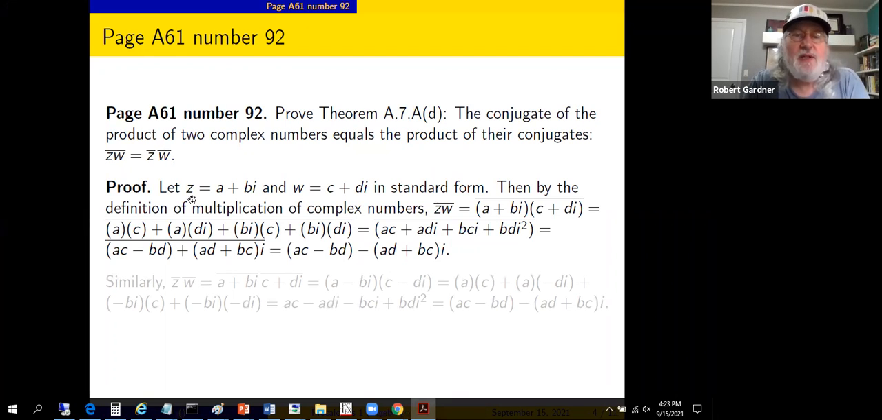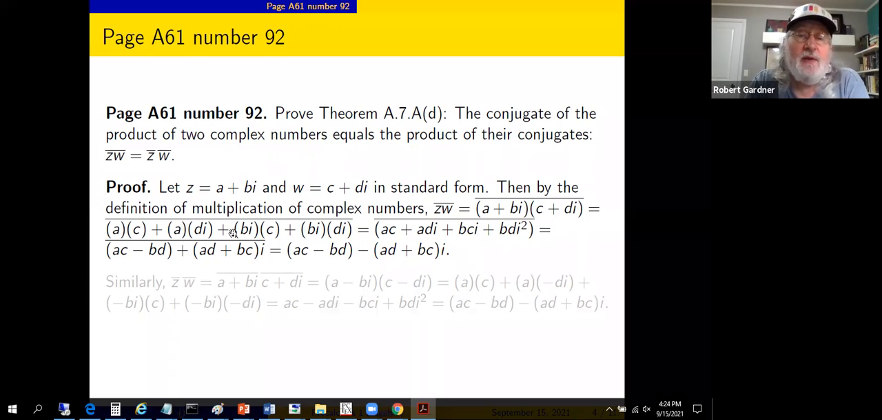So take those two complex numbers, z and w, to be, say, z equals a plus bi and w equals c plus di. Represent them in terms of their real and imaginary parts. Why would you do that? Because that tells me how to multiply them together. So we multiply in terms of real and imaginary parts. So let's take the conjugate of zw. First, we need to multiply z and w together. That's a plus bi times c plus di, and then conjugate.